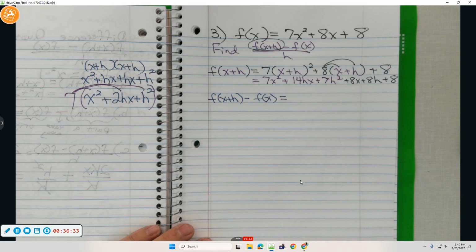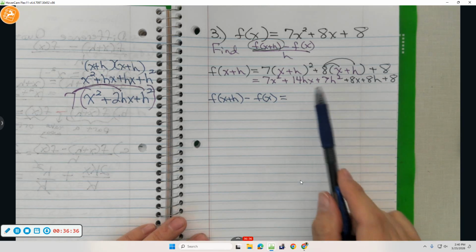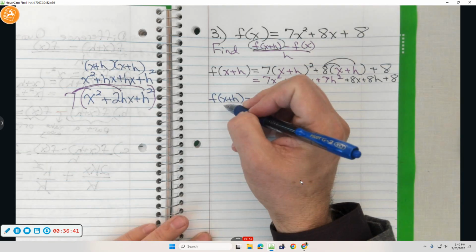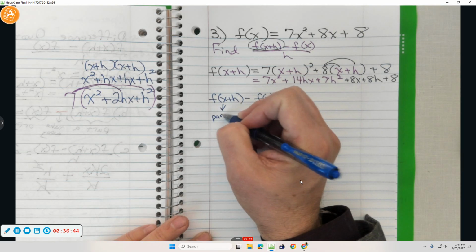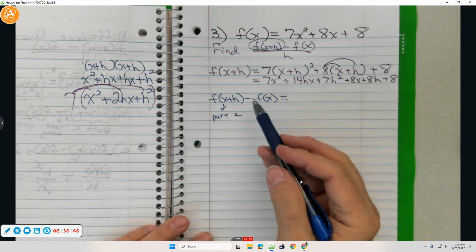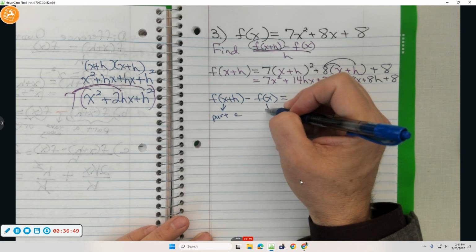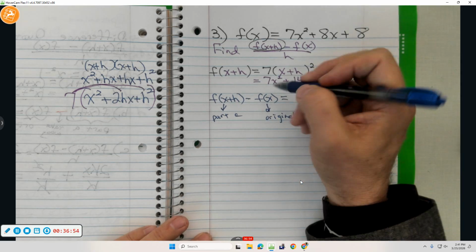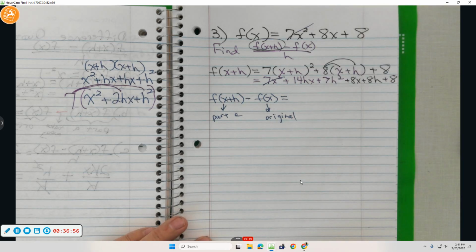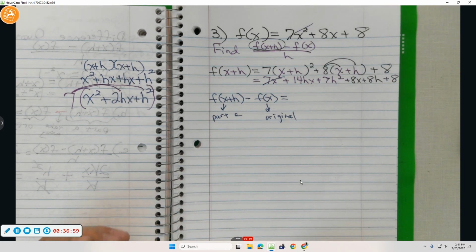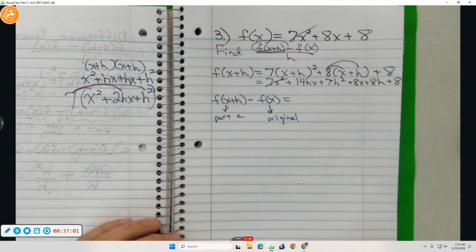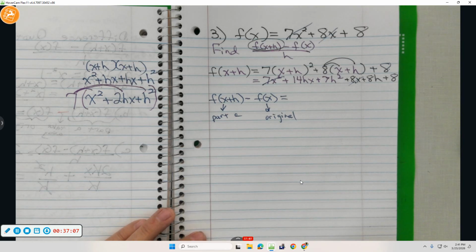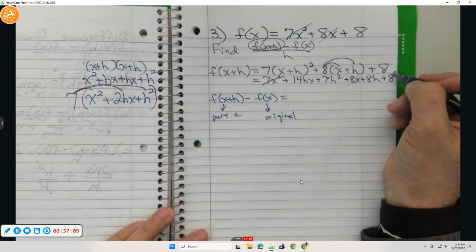Everything else is wrong. The best way, the most successful way, is just to think about what they're asking you to do. This is part A. What we just finished. Take away the original. Which terms are going to be dropped off? I'll get us started. 7x squared minus 7x squared. What else? 8x minus 8x. What else? And the 8. That's right.